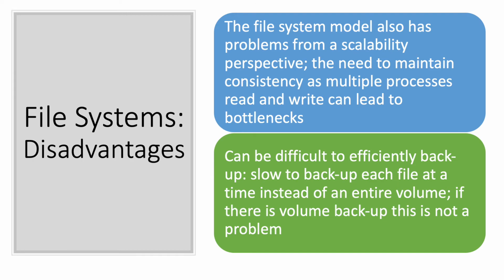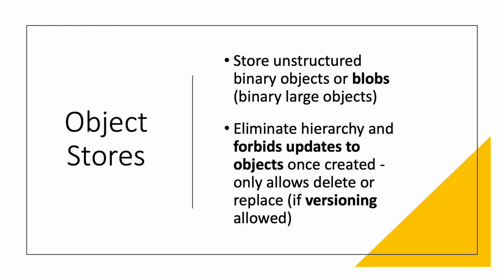And so what you have a problem with file systems is that they really aren't meant for very, very large data storage. Now, one of the things that the cloud platforms went to was the notion of object stores. So with this, you're really storing what they like to call blobs. So they're unstructured binary objects.